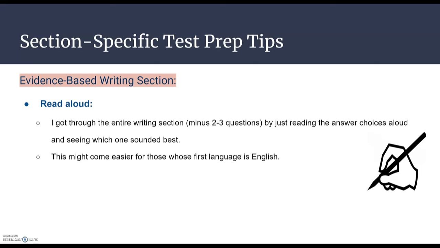I personally got through most of the writing section by just reading it aloud. Now, don't read it out loud, but try to read it out loud in your mind, if that makes sense.